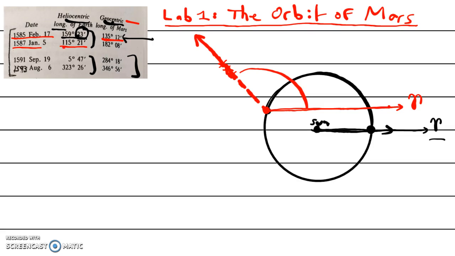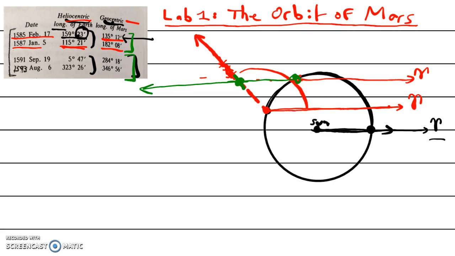For the second point, starting with the Sun, the position of Earth is 115 degrees. Going counterclockwise, you locate a point at 115 degrees and 21 minutes. From this point, drawing the vernal equinox line, you are going to locate the direction of Mars, which is 182 degrees and 8 minutes. So this should be slightly below, and you would have a second observation of Mars. Mars is at the same place, seen from a different angle. The two lines intersect over here. This is where Mars is on both of these dates.